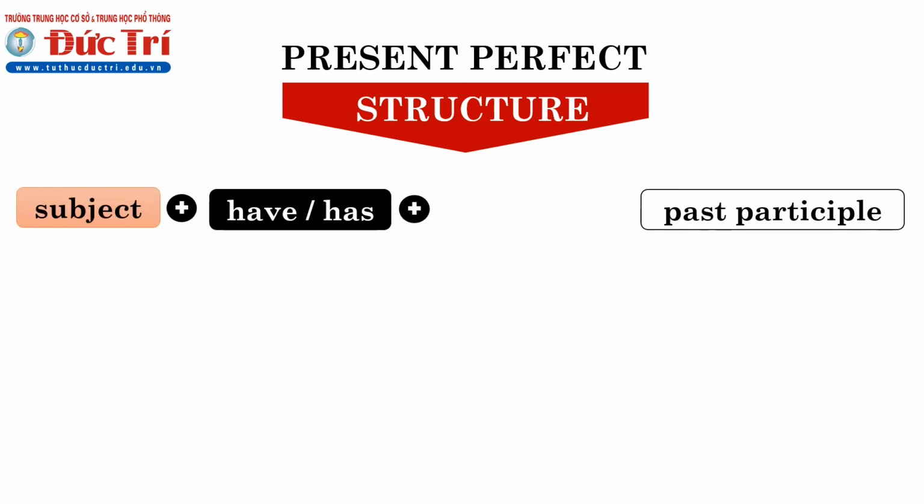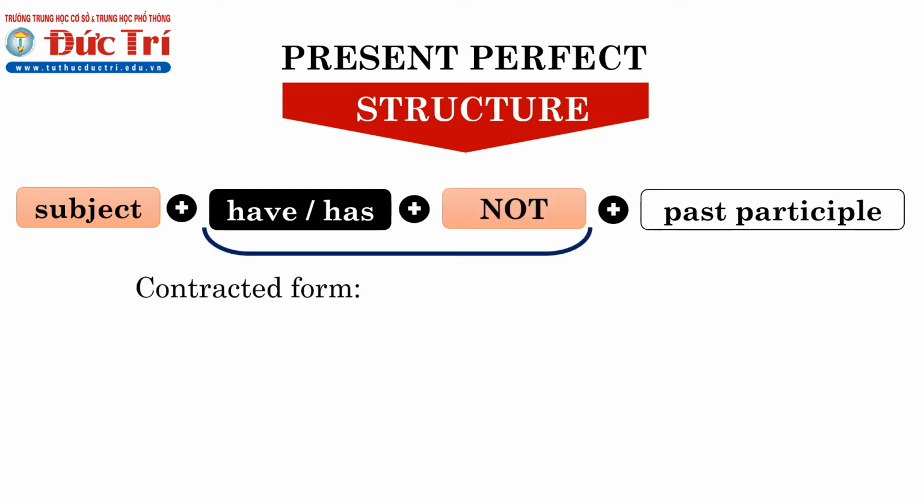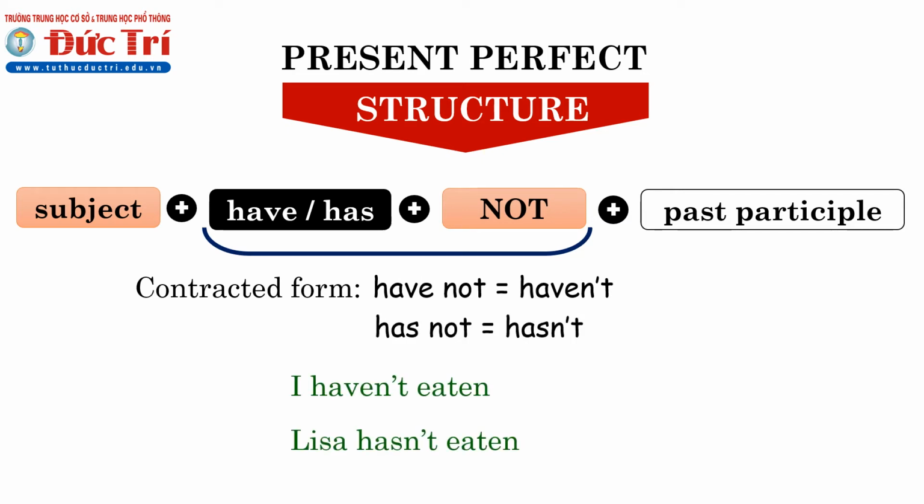In negative, we add not between have and the past participle. We also contract the form, it becomes haven't and hasn't. For example, I haven't eaten. Lisa hasn't eaten.